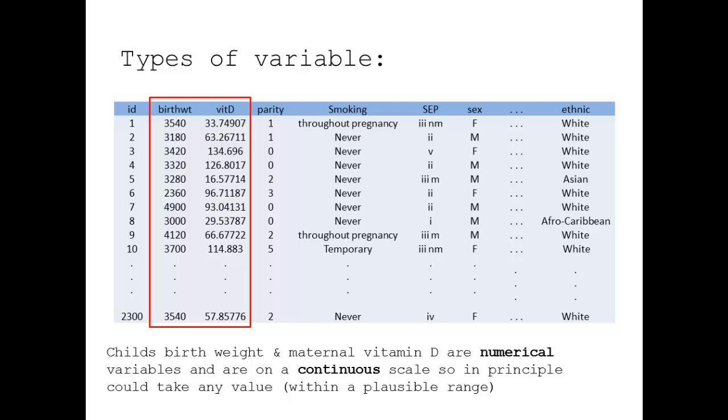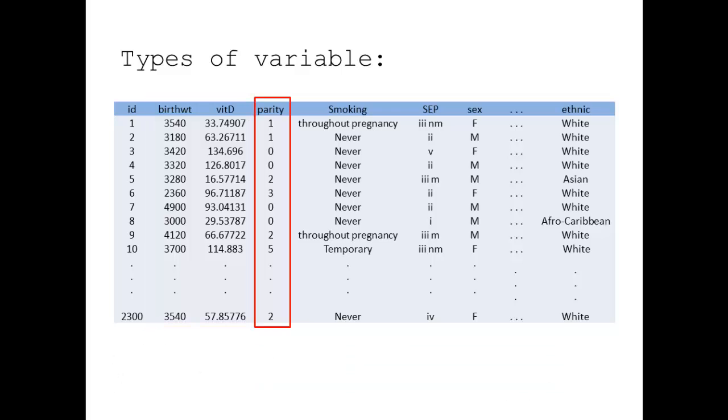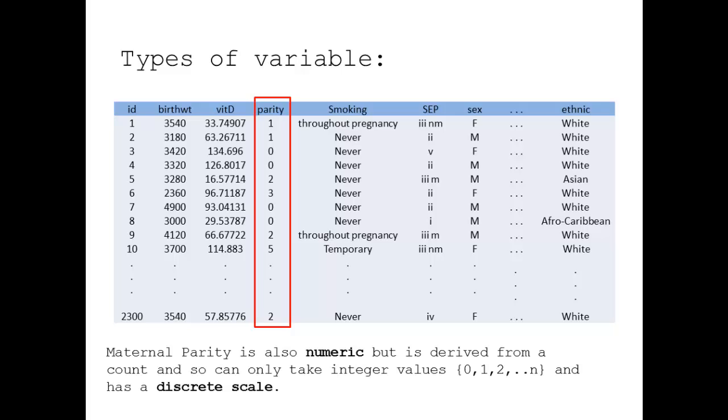Maternal parity is slightly different. On the other hand, it's also numeric, but it's derived from a count and so has a discrete scale, taking only integer values 0, 1, 2, 3, etc. So count type variables we call discrete variables.